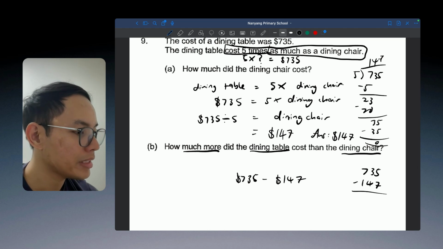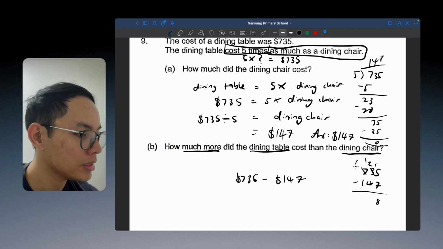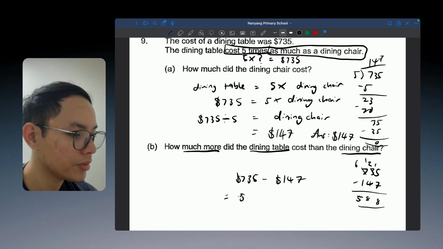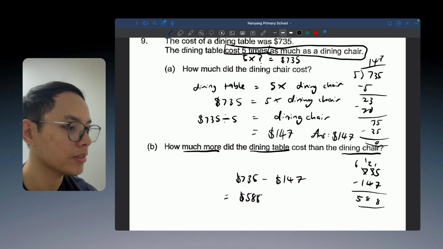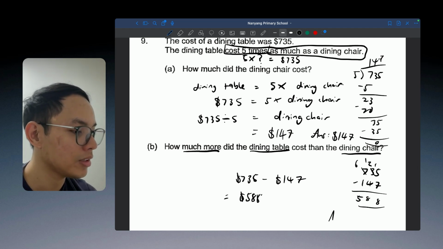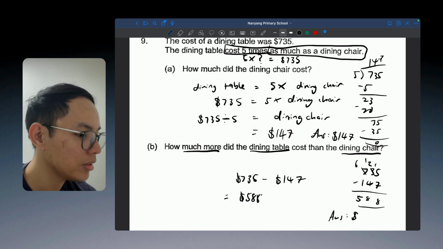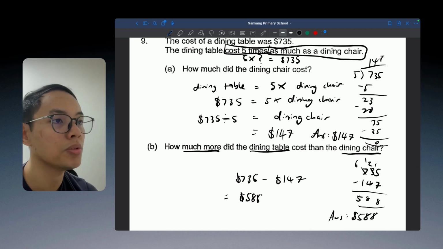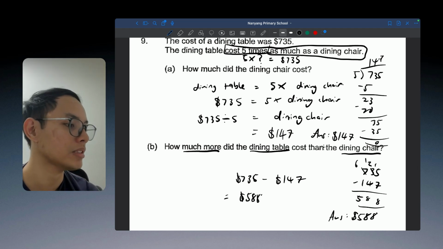Okay, so 5 minus 7 cannot, so borrow from here. This should be 2. 15 minus 7 is 8. 2 minus 4 cannot, so you put 12. This should be 6, so 5. 12 minus 4 should be 8. And the answer should be $588. Right? So how much more? $588. Okay, the answer is $588. Make sure you put the dollar sign because we are talking about price as well.